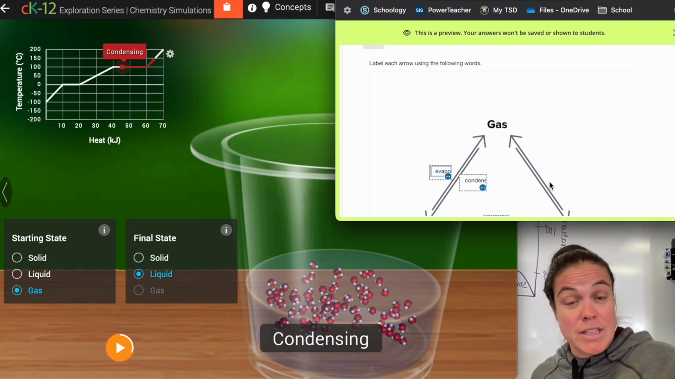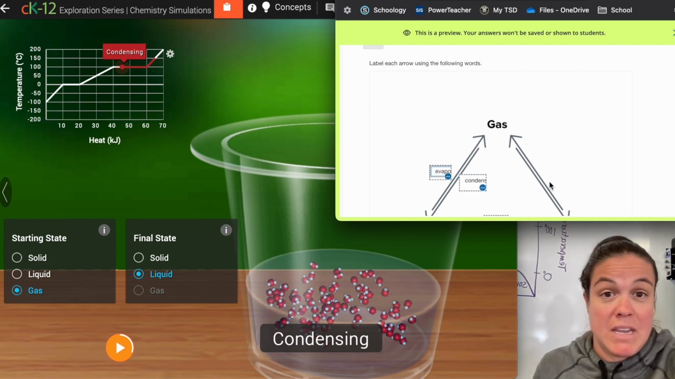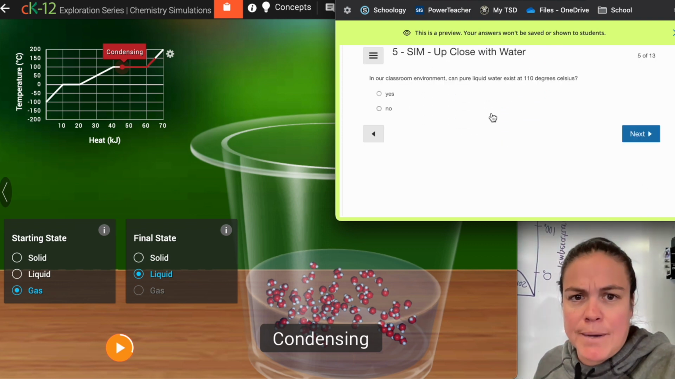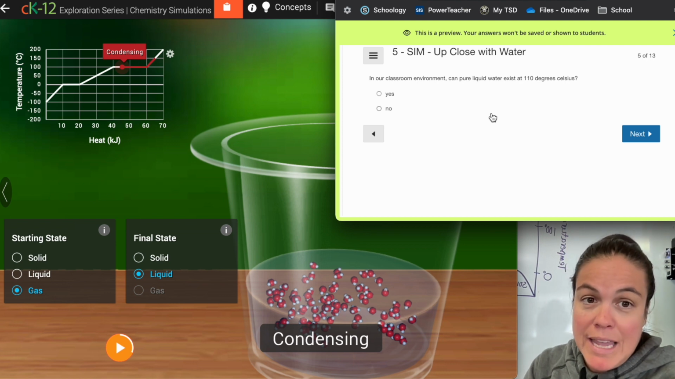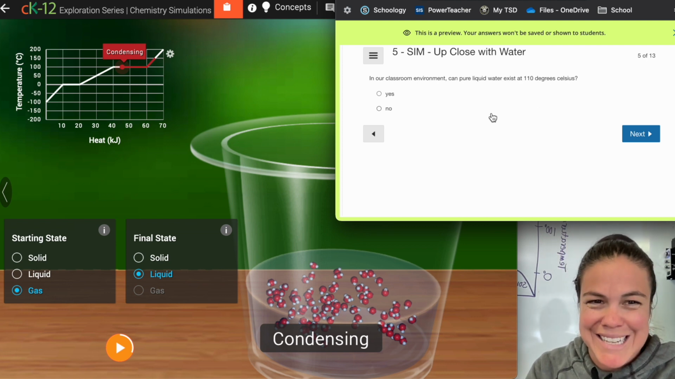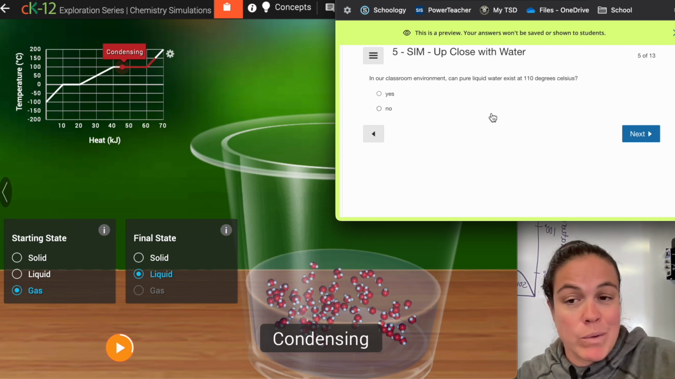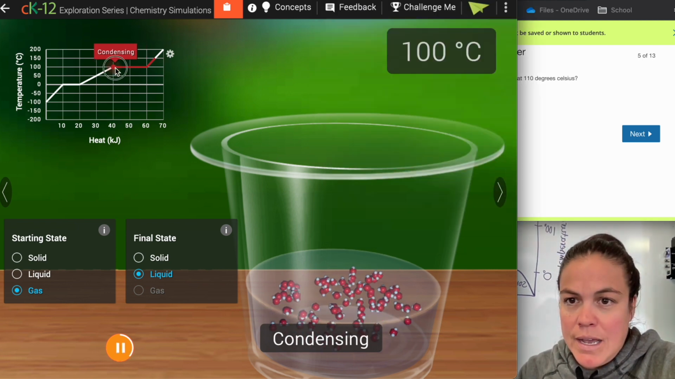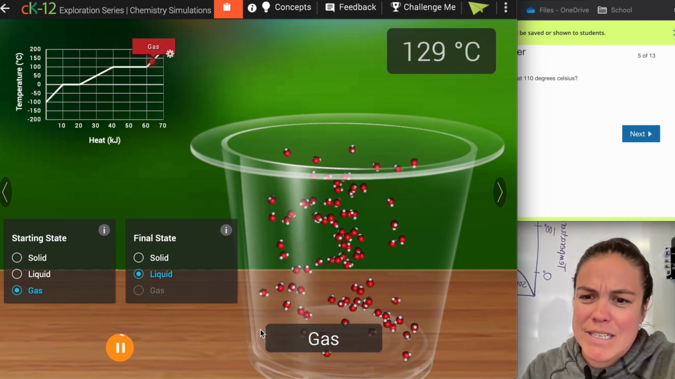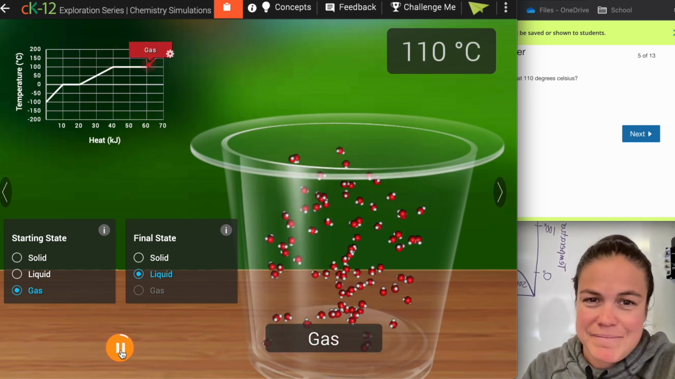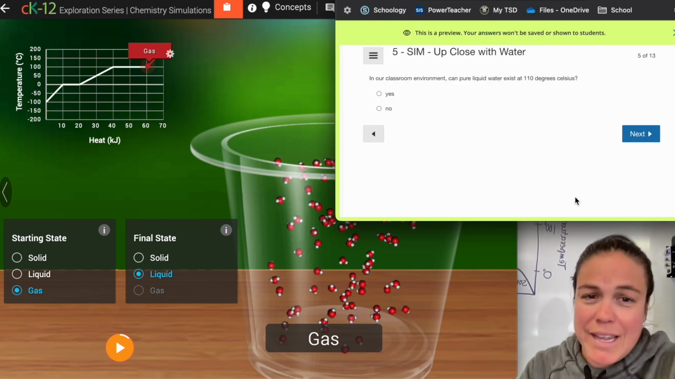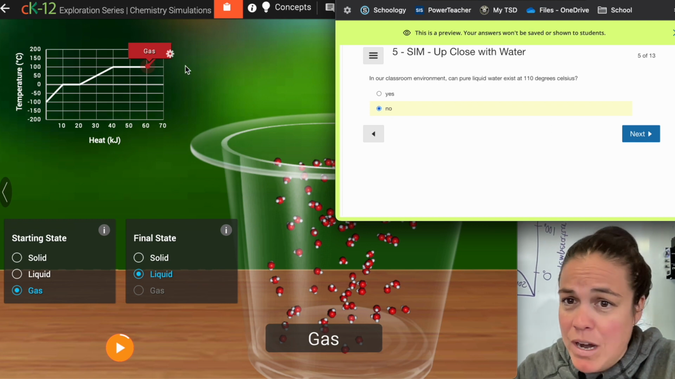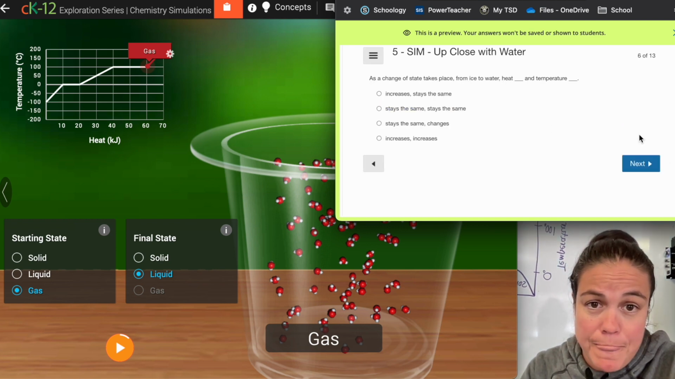But is evaporation the same as vaporization? Maybe it is. Maybe they are the same word. Maybe they're a little different. I don't know just yet. In our classroom environment, can pure liquid water exist at 100 degrees Celsius? Well, we were just looking at that one, actually. And you can see here, if I restart this, 110 degrees, nah, we're not going to get a liquid there. We've got gases. So no, pure liquid does not exist. We are all in the gas phase at that point.